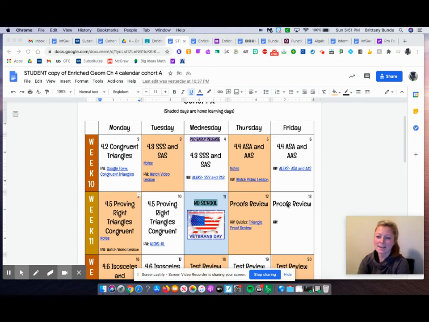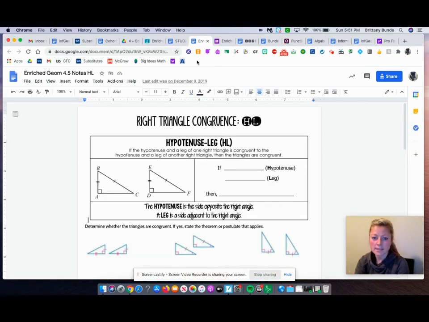Hi, everybody. Our next video lesson here is on, I'm going to call it HL, but on your calendar it's proving right triangles are congruent. You'll understand in a bit here why I'm calling it HL. Your note should look like this.